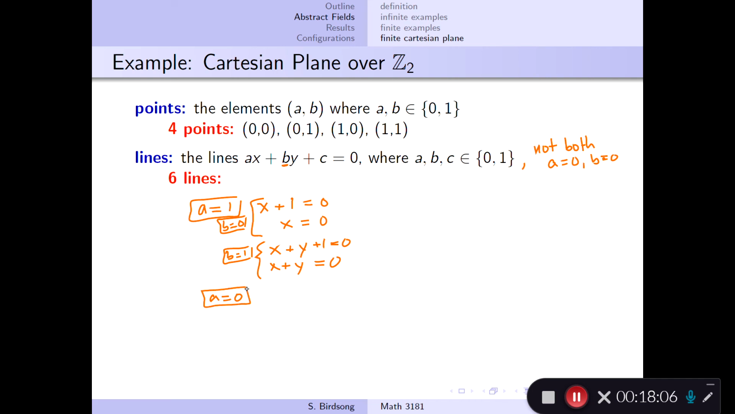If A equals 0, B can't be 0. So this is only when B equals 1. So what do we have? No x term, but we do have to have a y term. And you can either have C equals 1 or you can have C equals 0. Okay? Now, I'm going to rewrite these terms in a more convenient way.